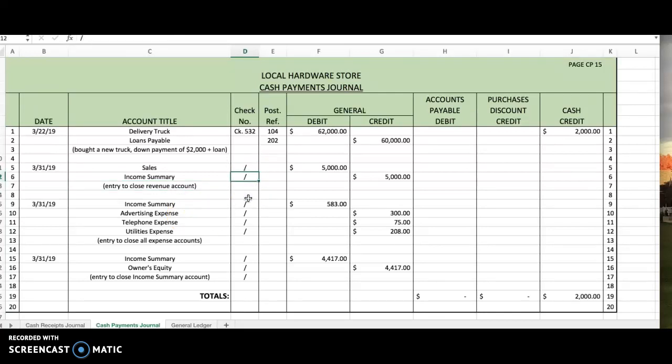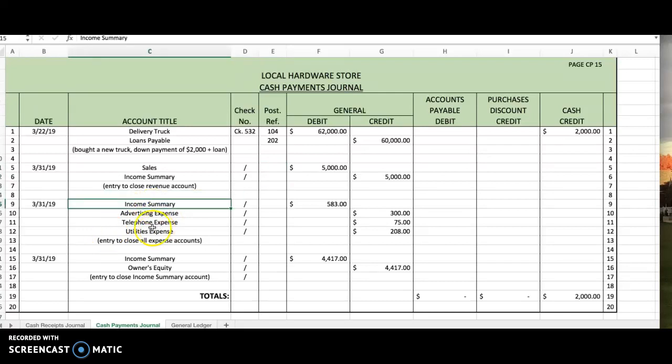These two slash marks are not required, but sometimes it helps because it may look as if you forgot a source document. There really is no source document for a closing entry. So the slash marks indicate that nothing needs to be put there. When we post it, then the account numbers would go there.